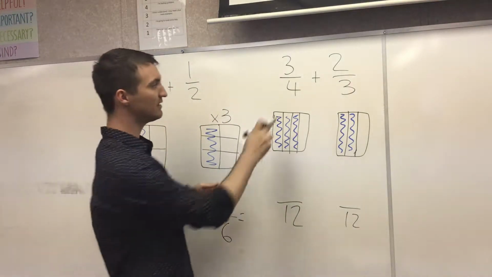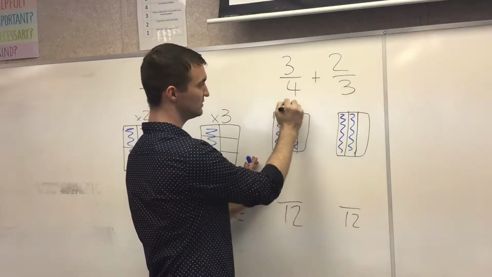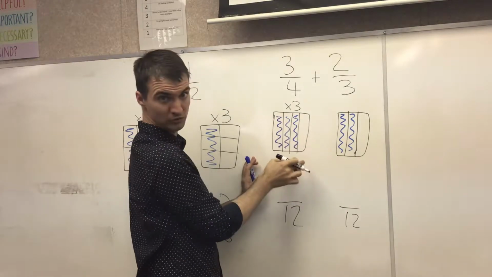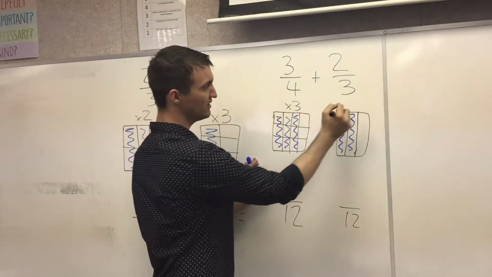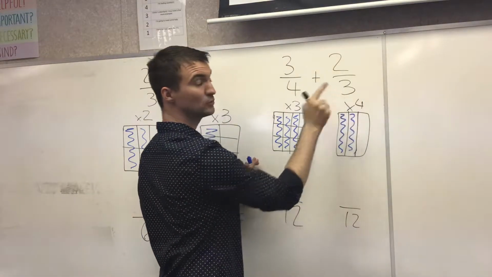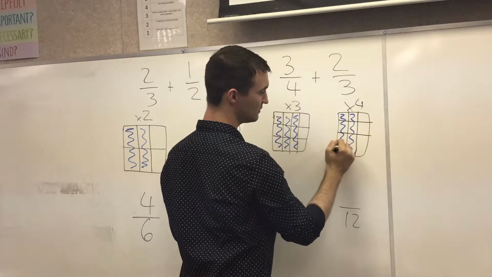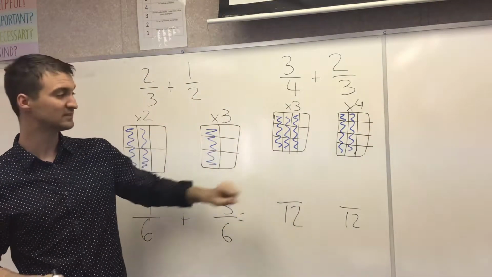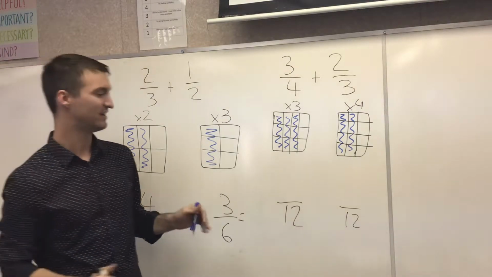So to make this denominator into 12ths, I had to multiply by 3. So I'm going to take this and make 3 rows right here. 1, 2, 3. Over here, I had to multiply by what to get 12? 4. So I'm going to make 4 rows. 1, 2, 3, and 4. Now let's take a look. I have how many shaded in, guys? 8. 8? Well, 8, 9. 9. Thank you.